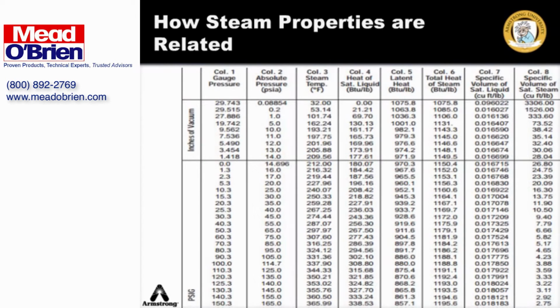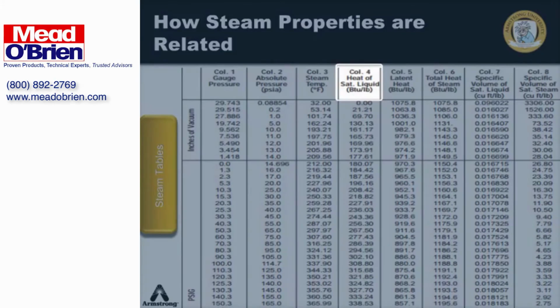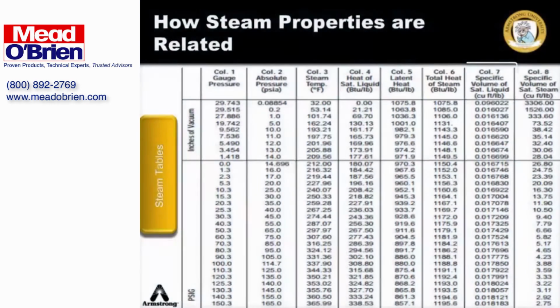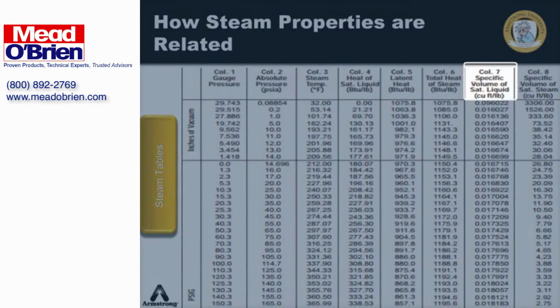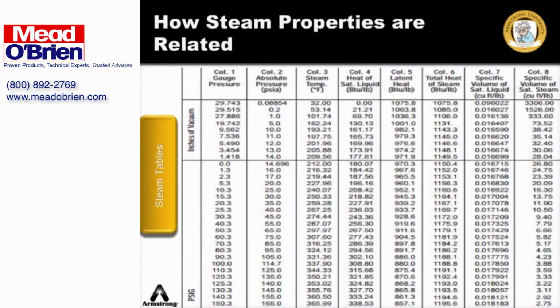All of the properties of steam we have reviewed are interrelated. From any one known value, you can determine any of the others. These relationships are all displayed on a table called the properties of saturated steam, or simply the steam tables. For a given pressure, you can read the steam temperature, the heat of the saturated liquid, the latent heat of the steam, the total heat of the steam, the specific volume of the saturated liquid, and the specific volume of saturated steam. The following measurements are expressed in imperial values.